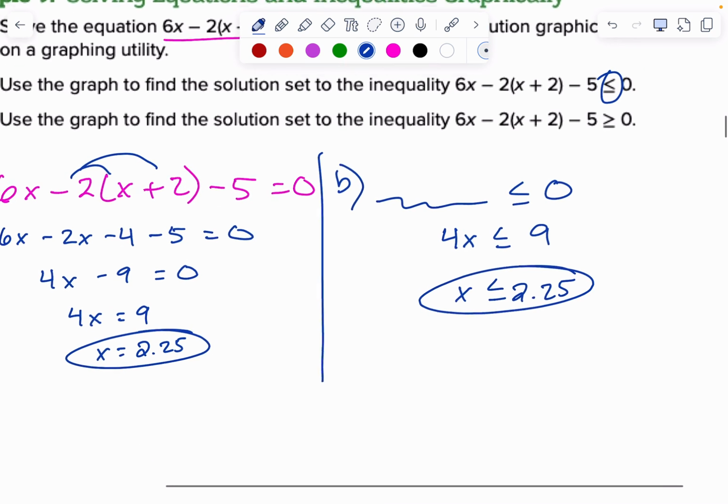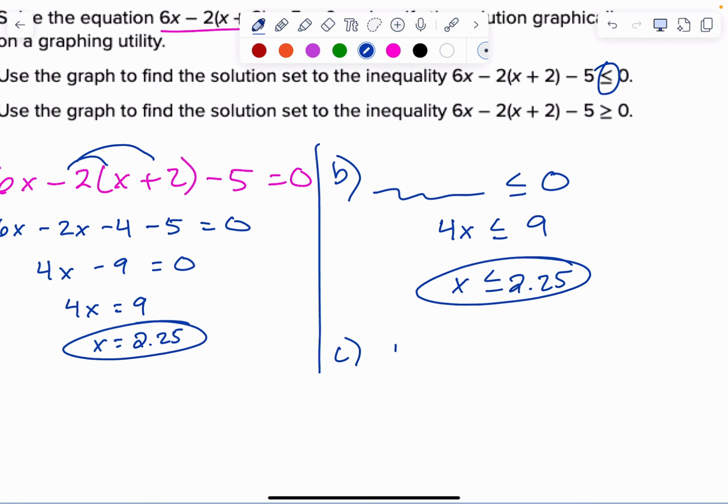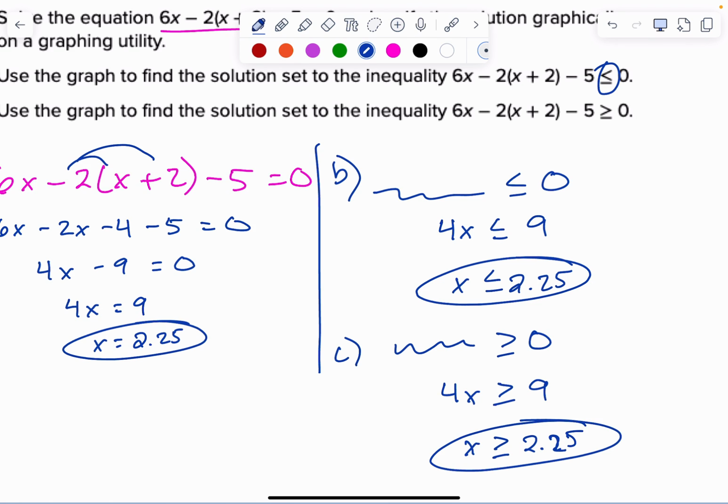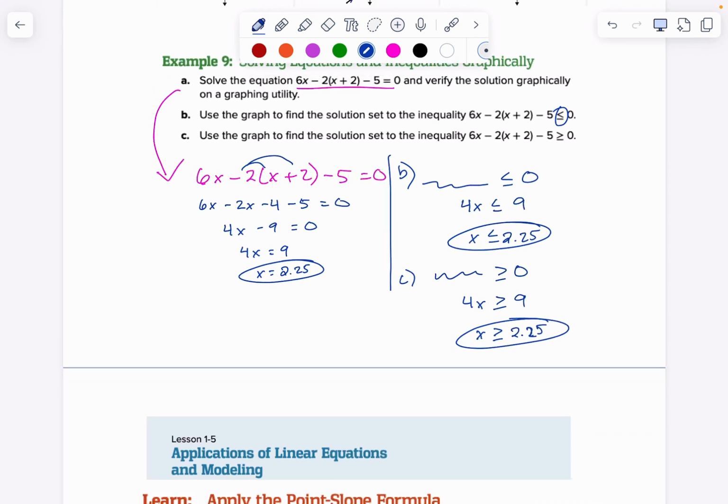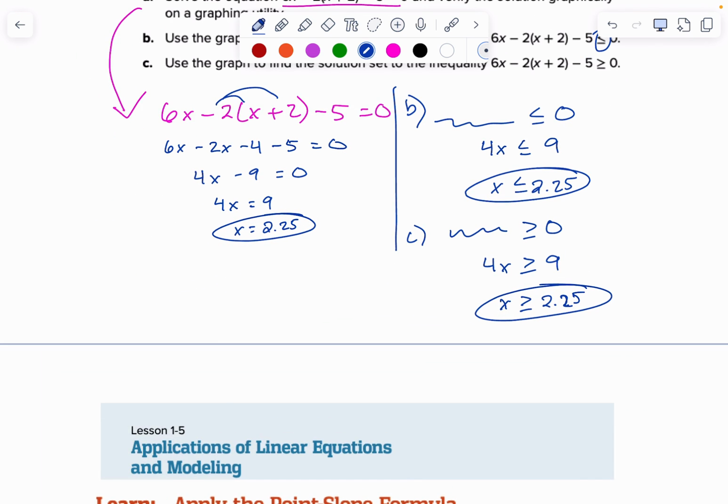Okay? C, same thing. I will have all the junk is greater than or equal to 0. I will have 4x is greater than or equal to 9. I will have x is greater than or equal to 2.25. And we just solved it that way, right? Since it's the same thing. Happy with that? Not too bad.